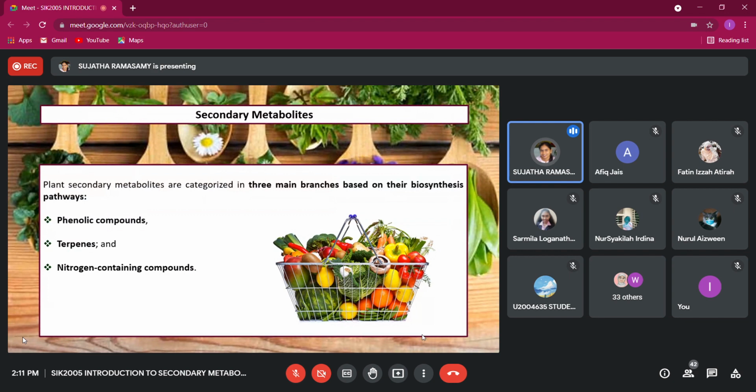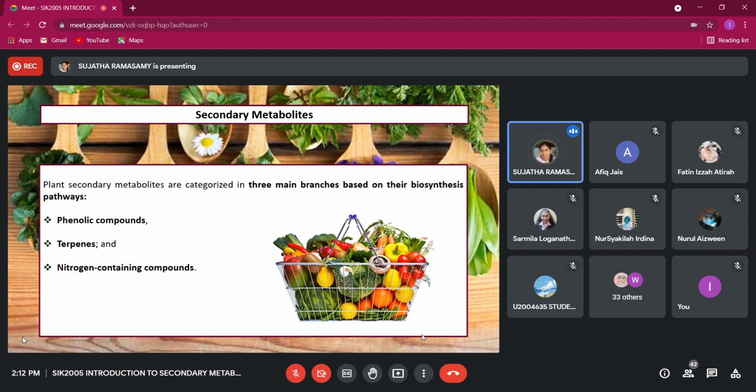There are many ways we can classify the secondary metabolites. And the way that we are going to use in this lecture is classification of these secondary metabolites according to their biosynthesis pathway. Okay, so if they use this pathway, the end product is phenolic compound. So that is one group. So by using this type of classification, there are three secondary metabolites. There is phenolic compound, terpene, and nitrogen containing compounds.